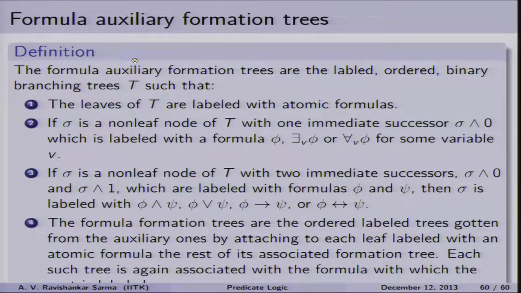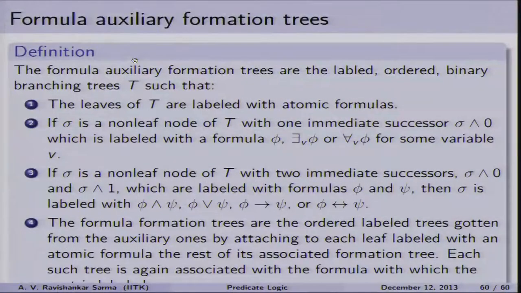And suppose sigma is considered to be a non-leaf node of T with two immediate successors, that is sigma conjunction 0 and sigma conjunction 1, which are labeled with formulas, let us say phi and psi. Then sigma has to be labeled with either the conjunction of these two formulas, or the disjunction of these two formulas, or implication or double implication. So these are the three things which we can have. This just tells us how to form a formation tree for a given kind of formula. We are just giving some piecewise analysis for how to form this particular kind of formation tree.